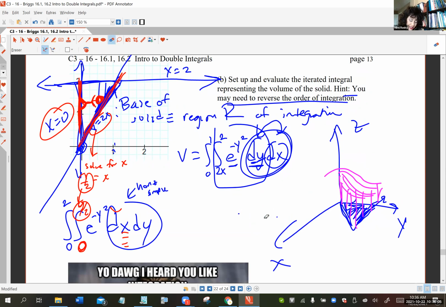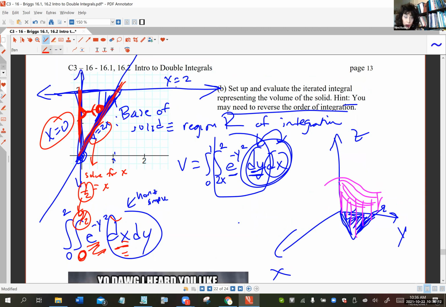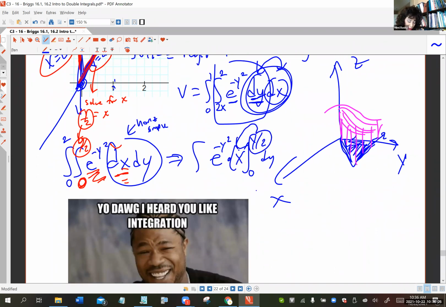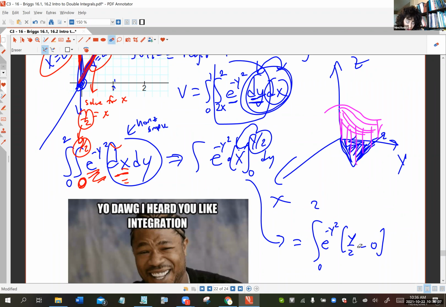So now it's easy. It's totally integrable because when you integrate e to the negative y squared with respect to x, this looks like a constant. So you're just going to get e to the negative y squared times x, and x is going to range between the limits of 0 and y over 2. Don't forget to put your upper limit first. I'll finish over here. So you'll still have the e to the negative y squared. When you do, you're going to go y over 2 minus 0, but the minus 0 is like, okay, fine.